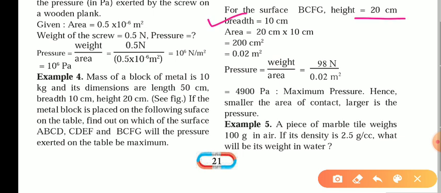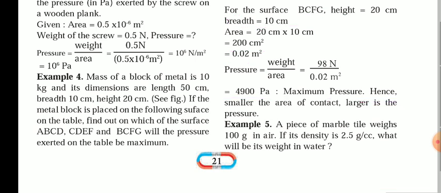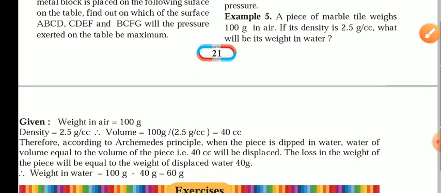There also height is 20 and the breadth is 10. And then calculation will give us 4900 Pascal. Means the maximum pressure is for surface BCFG. Now the next one, example number 5.